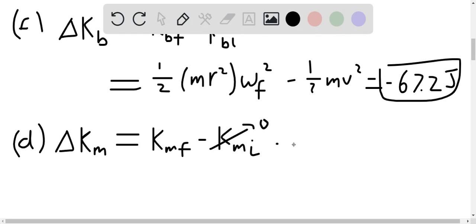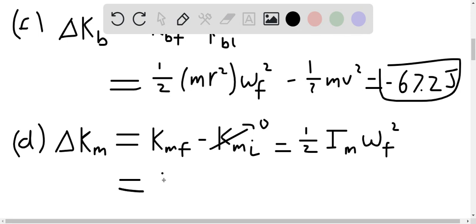This is equal to K F, which is 1/2 of the moment of inertia of the merry-go-round. So this time, just the moment of inertia of the merry-go-round, not plus the boy, because we're just discussing the merry-go-round. This is I sub m times omega f squared. Taking that value in, we find it's equal to, and it's positive because it started out at rest, positive 31.6 joules. So the boy loses energy and the merry-go-round gains energy.